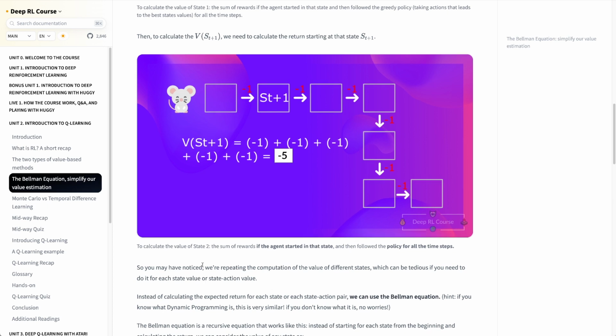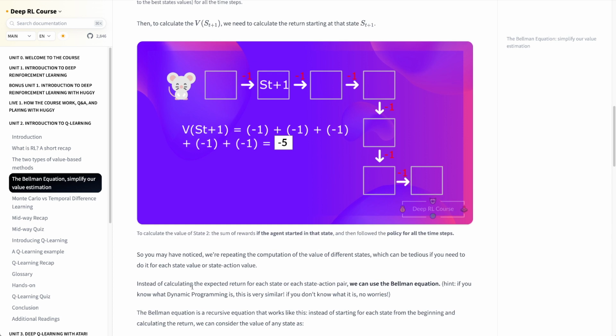So you may have noticed we're repeating the computation of the value of different states, which can be tedious if you need to do it for each state value or state action value. Instead of calculating the expected return for each state or each state action pair, we can use the Bellman equation. Hint, if you know what dynamic programming is, this is very similar. If you don't, no worries.